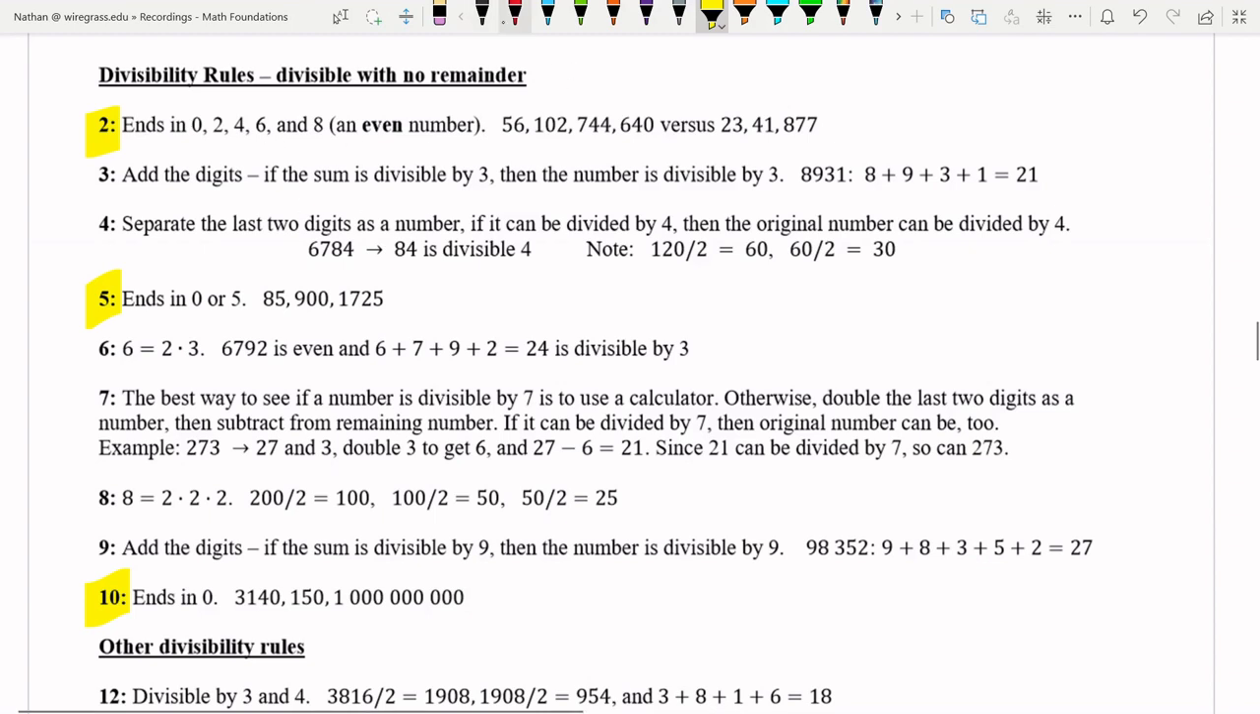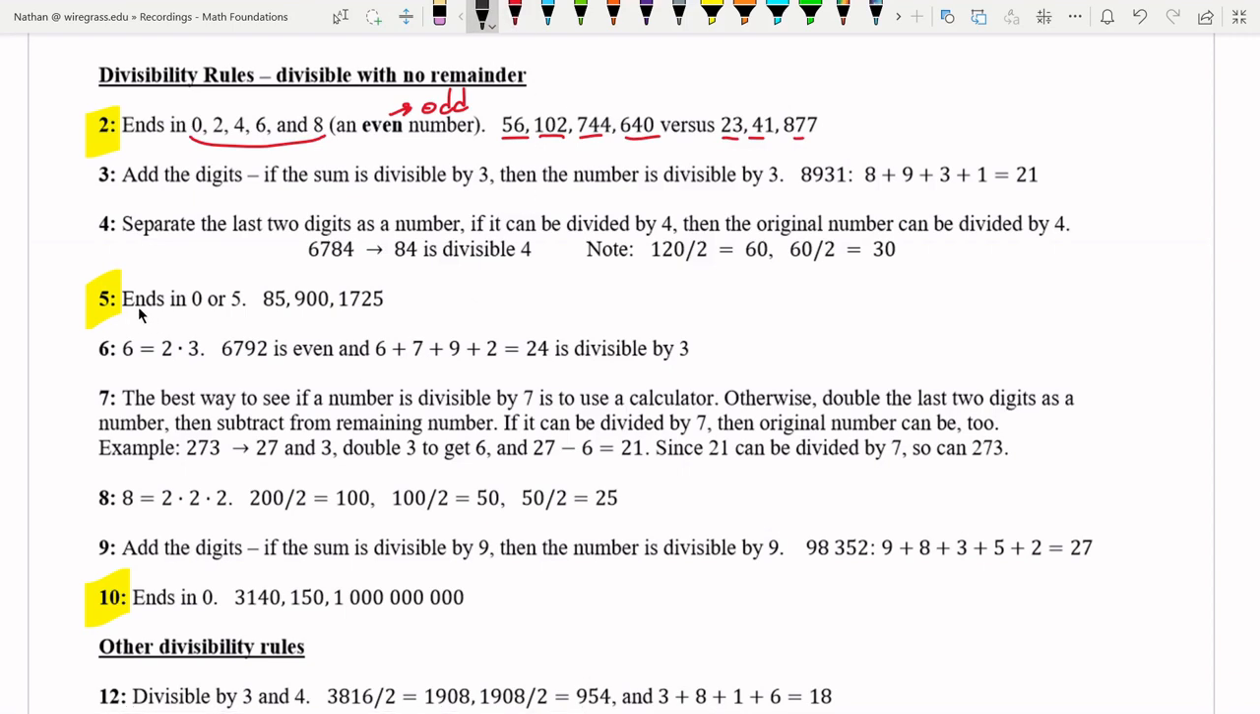Any even number can be divided by 2, and even numbers end with 0, 2, 4, 6, or 8. If it's not even, it's odd. Odd numbers end in 1, 3, 5, 7, and 9. So 56 can be divided by 2 because it ends in 6, which is one of those numbers. 102 can be divided by 2, it ends in 2. 744 is even. 640 is even. But these numbers are all odd and therefore cannot be divided evenly by 2.